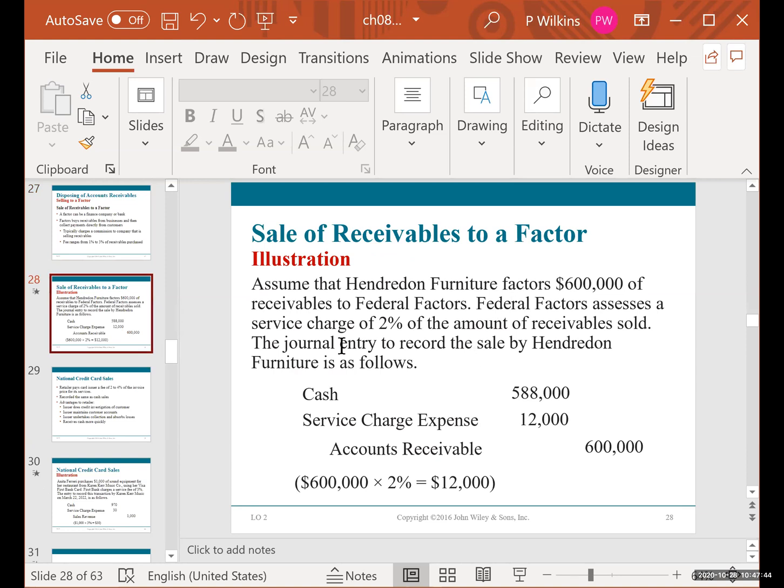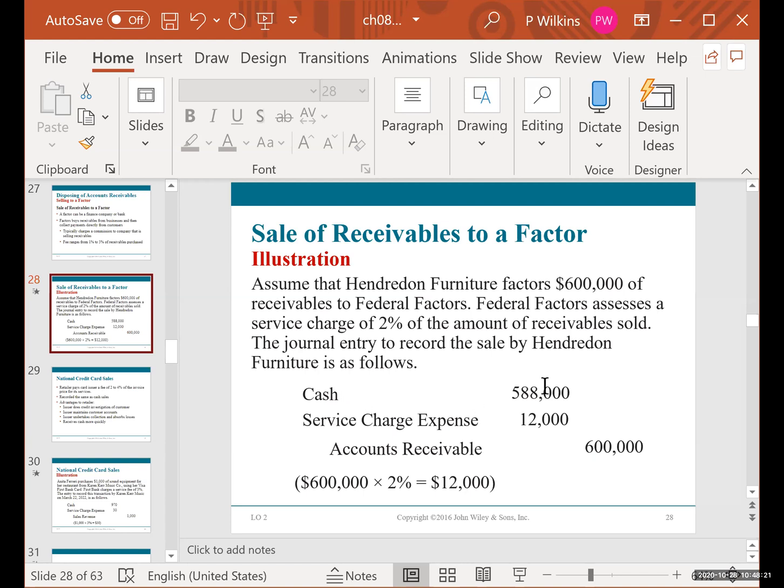So this is an example here. Assume that Herderon Furniture factors $600,000 of receivables to Federal Factors. Federal Factors assesses a service charge of 2% of the amount of receivables sold. The journal entry to record the sale is as follows. Now, you're not going to have to do this, okay? You will not be doing any entry like this. This is just for you to see as an example, okay? So they're going to take $600,000 times 2%. That's going to give them $12,000. That's the amount of fee that they're paying.